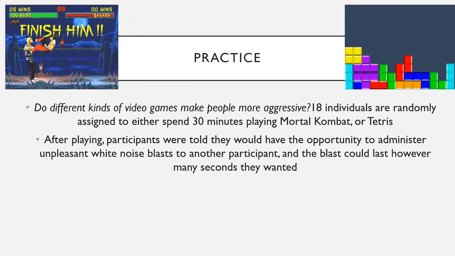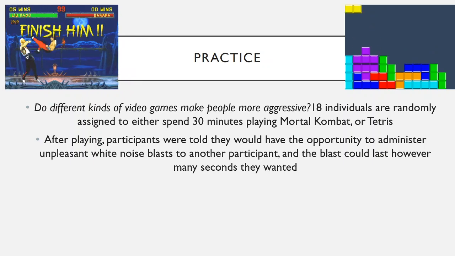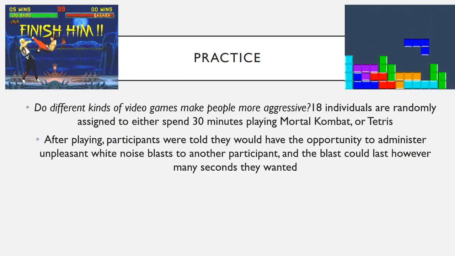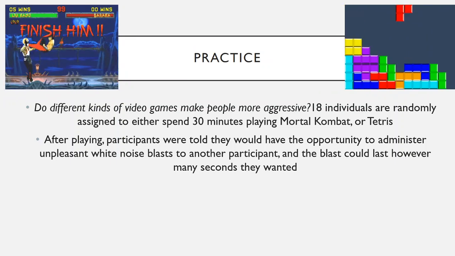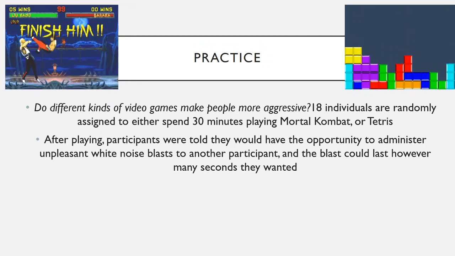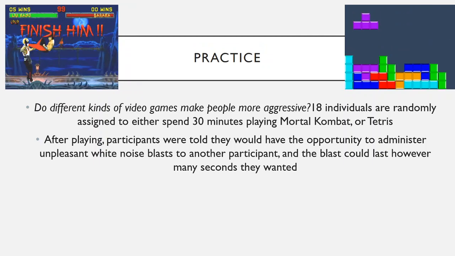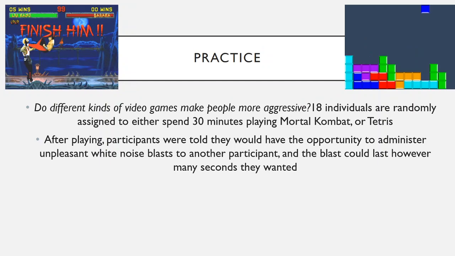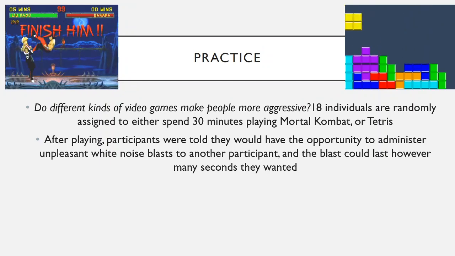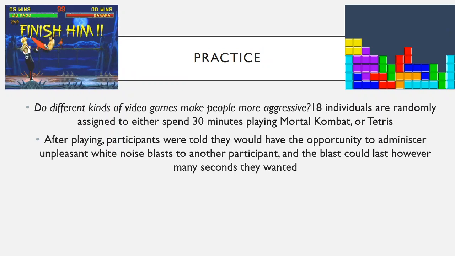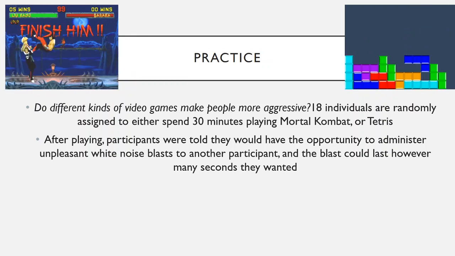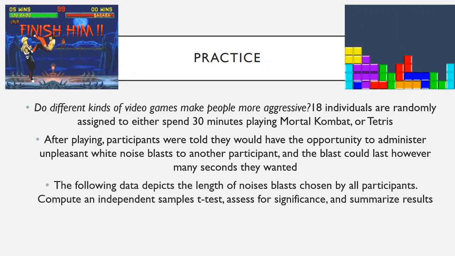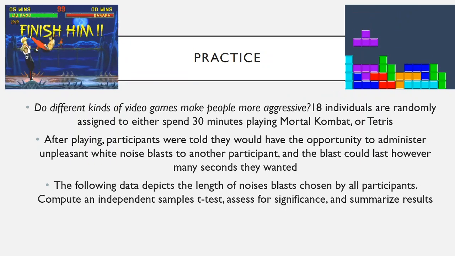Let's say that after the video game experience, participants were then told they'd have the opportunity to administer unpleasant white noise blasts to another, confederate participant, and the blast could last however many seconds they wanted. So this is a classic aggression dependent variable that's often used in laboratory settings, because we do consider administering an unpleasant, shocking blast of white noise to someone to denote aggression, but it's not so bad that we are unable to get away with doing it in a laboratory. So the following data is going to depict the length of noise blast chosen by participants.